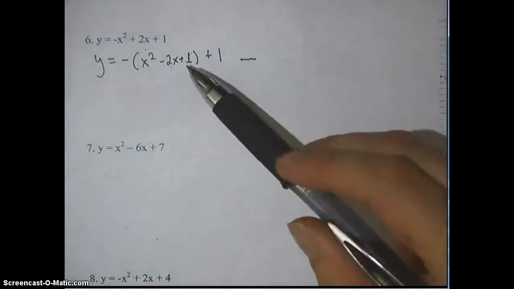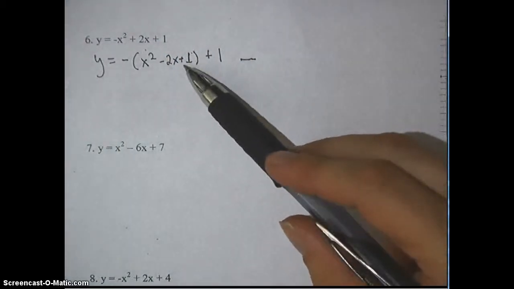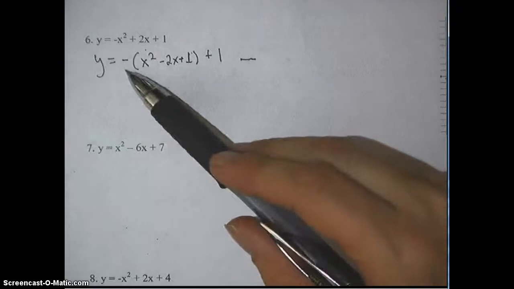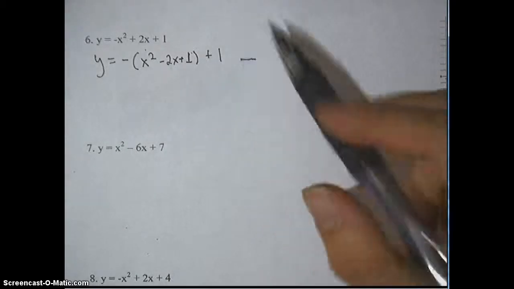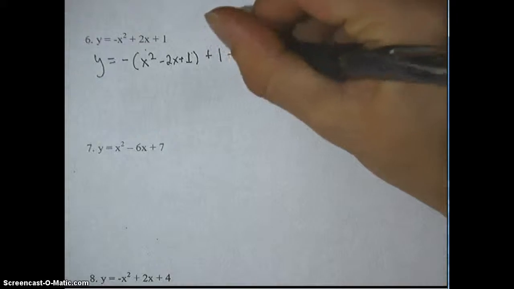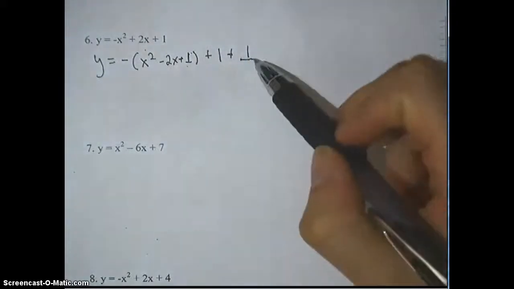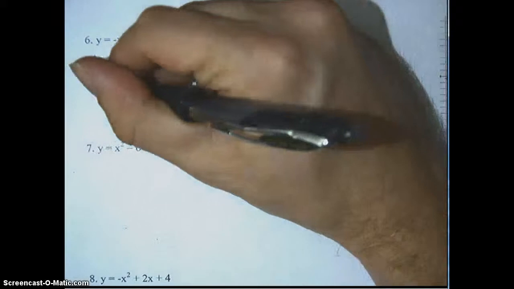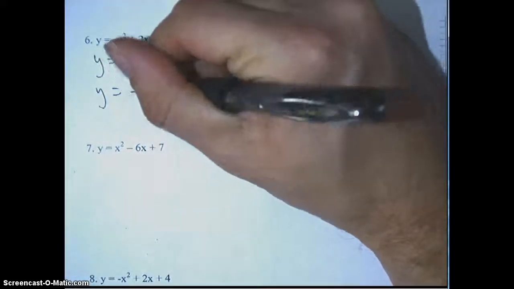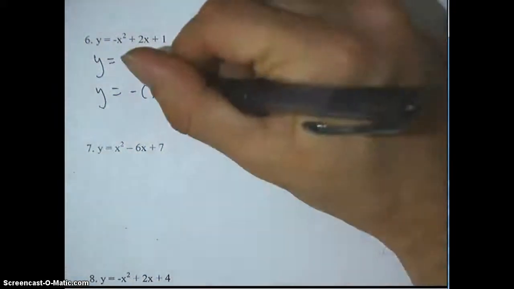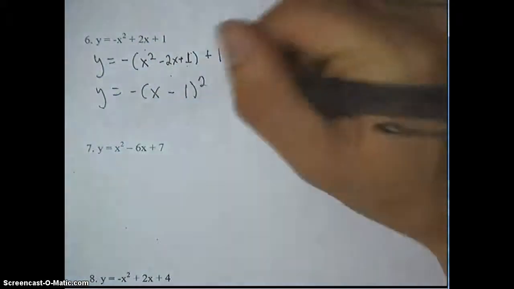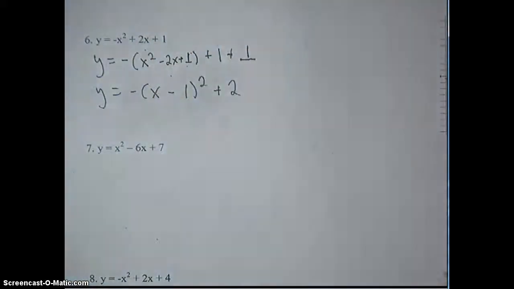Now I need to keep this equation equal, so I added 1, but out here it's a negative, so I actually subtracted 1. So instead of subtracting 1 out here, I'm going to add 1. Because I subtracted 1, then I added 1. So the vertex equation is y equals negative (x minus 1) squared plus 2. This is the vertex form.